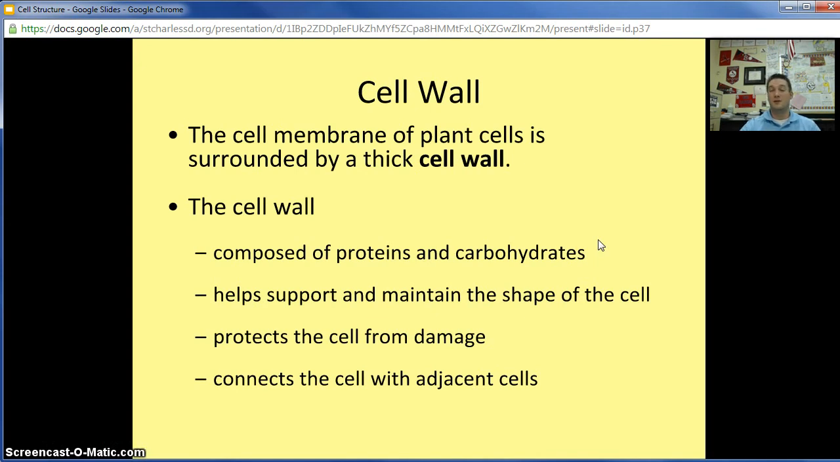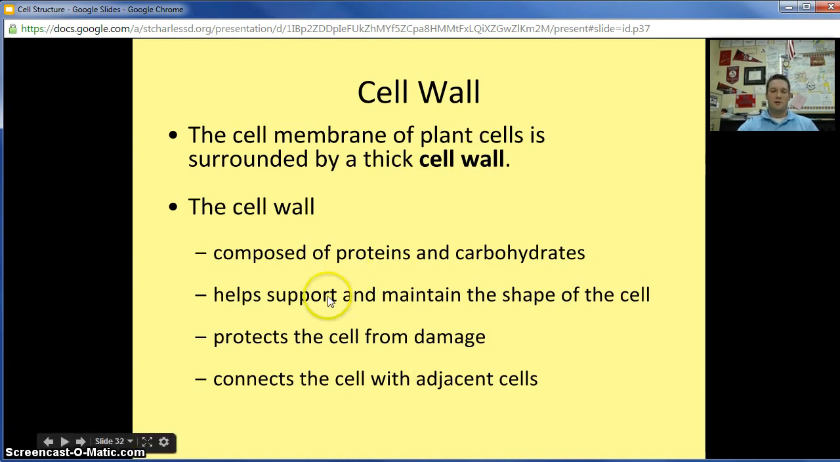Okay, they help support the cell. They give plant cells their shape, and they protect the cells from damage. The cell wall is actually a lot of what gives plants their tough characteristics. Like if you think of a tree trunk made out of wood, that's hard. That's a lot harder than most of the parts of your body, and most of that comes from cell walls. So they protect the cell, they support it.